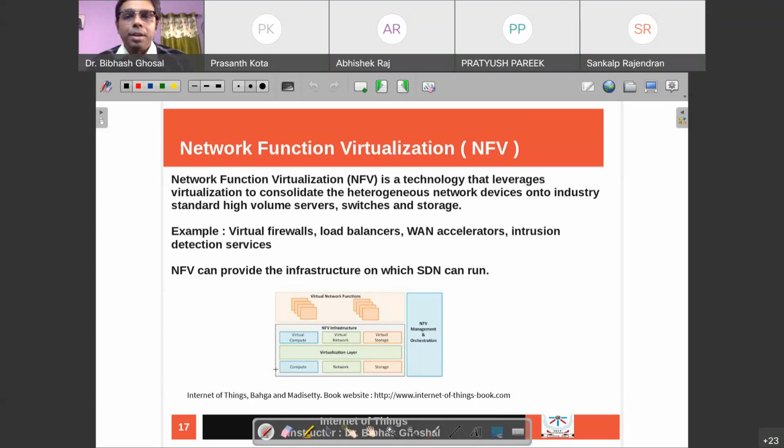So same thing here. The only idea is that here the network has to be virtualized. The network functionality, you create a virtualization of that. Because there are a lot of heterogeneous network devices involved, switches, servers, storage, you create a virtualization so that you can consolidate heterogeneous network devices on standard servers. And remember, the basic aim of virtualization is to share things so that everyone feels that the entire thing is being used by itself. Examples are virtual firewalls, load balancers, WAN accelerators.